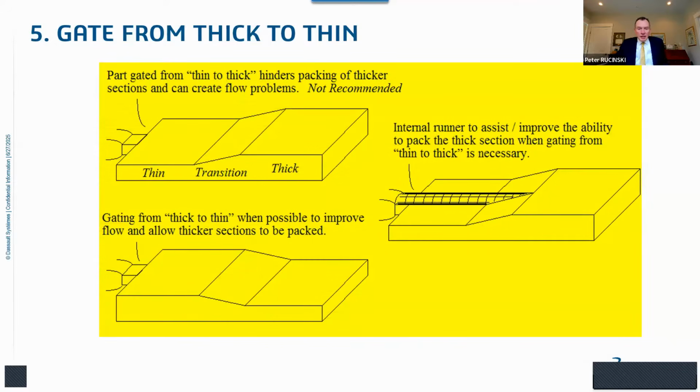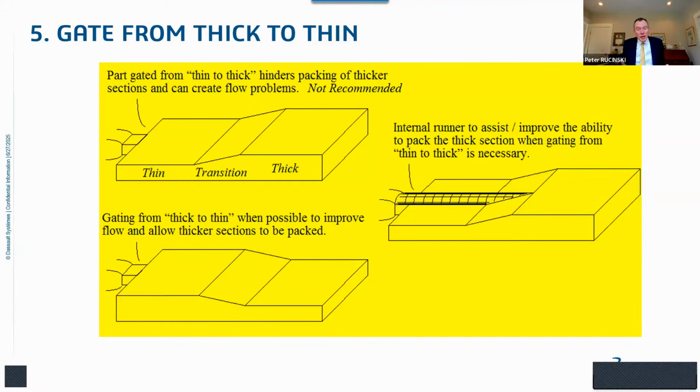Gate from thick to thin. I can't tell you how many times I continue to see this problem where, up in the upper left-hand corner here, you have a mold design so that the gate location is in sometimes the thinnest areas of the part. And what happens is that the melted plastic cools off too much or even freezes. It freezes off before the thick areas of the part can be properly filled and packed.